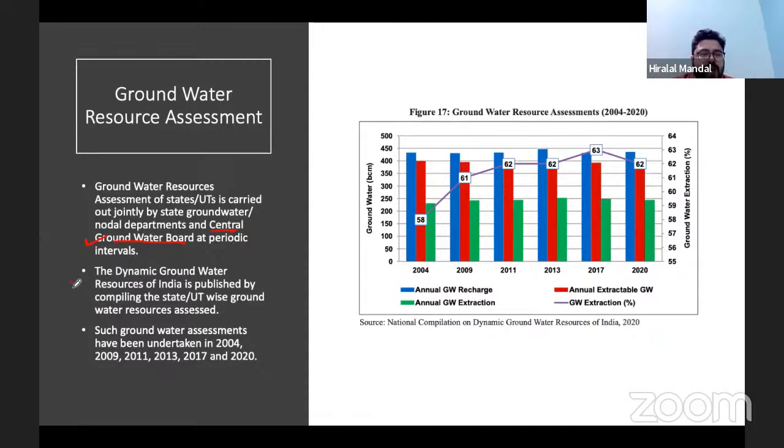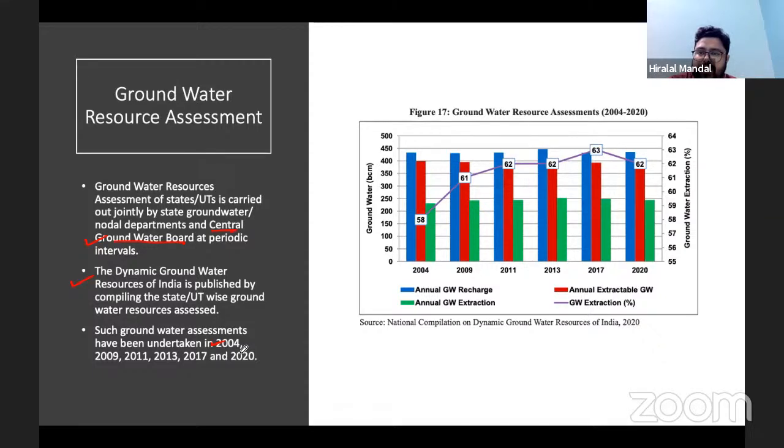This is compiled by Dynamic Groundwater Resources of India, and they have made assessments of the groundwater in the years 2004, 9, 11, 13, 17, and 2020. What does it suggest? It suggests what the groundwater situation in the country is. In the year 2020, the groundwater situation has come down from 2017.